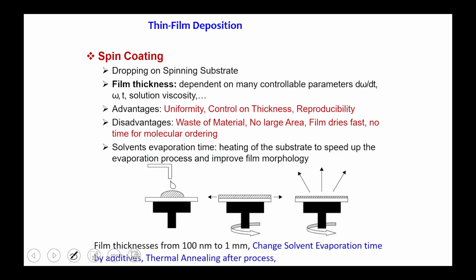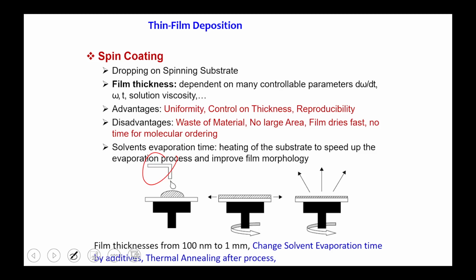On the spinning substrate, through a micro pipette we have to drop 2 to 3 drops, depending on the thickness you require. If you require more thickness, you can drop more on that substrate, 4 to 5 drops, or 20 microliter, 40 microliter, 100 microliter of solution you can drop cast on your substrate.